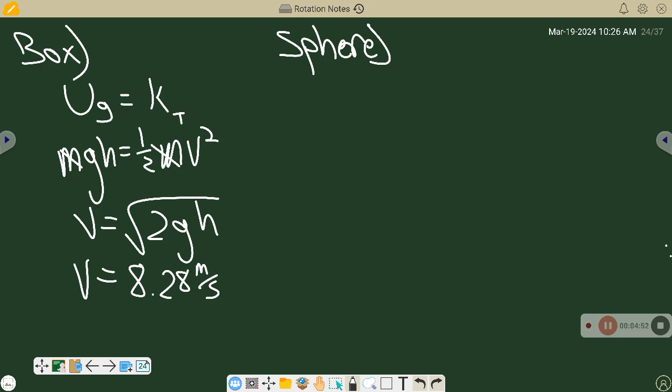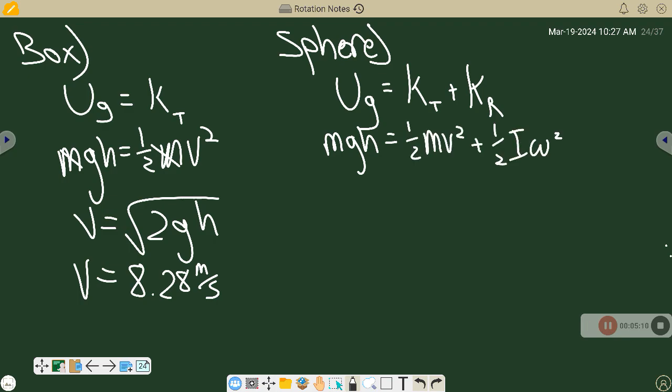Now the slightly more difficult side of this is the sphere. It starts with a bunch of potential energy, and converts to translational and rotational kinetic energy. All right, so let's swap out our equations here: 1/2 mv squared plus 1/2 I omega squared. Well, in order to figure this out, I need to solve for the linear velocity of the sphere, right? So I'm going to focus over here on this rotational kinetic energy, and I'm going to massage this so that we can actually solve for linear velocity.